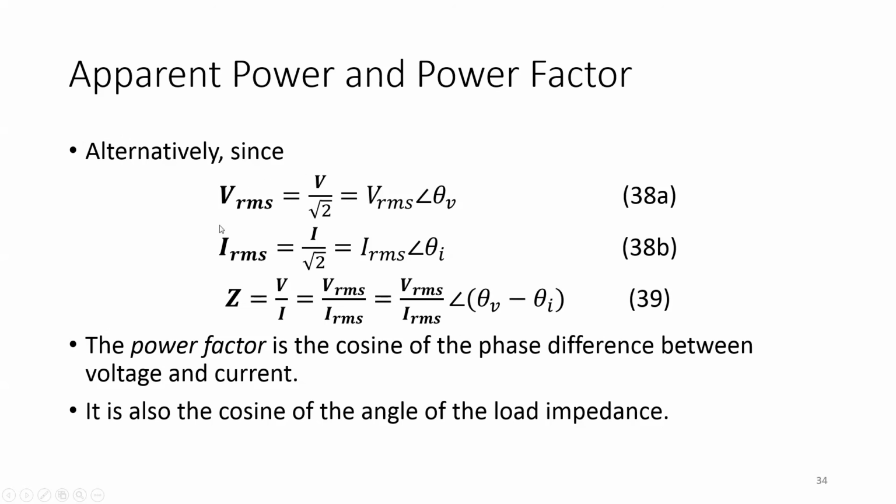Alternatively, the RMS value is equal to the peak value divided by square root 2, and this is in terms of phasors. So if it's a phasor quantity divided by square root 2, we get the RMS value and angle theta v. In this case, the impedance can also be represented as the ratio of RMS voltage and RMS current through an impedance, and the impedance angle is theta v minus theta I.